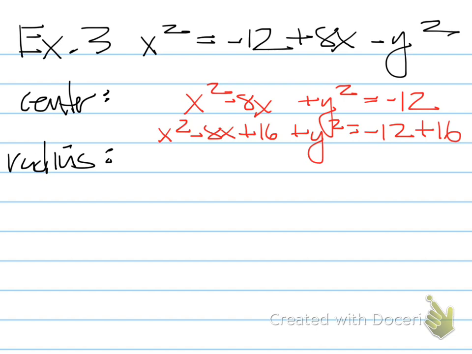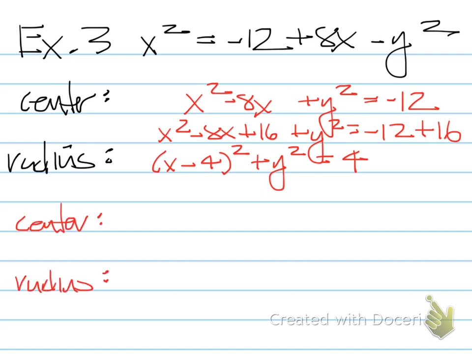And now for the x's, we have that perfect square. If we factor x squared minus 8x plus 16, we get (x minus 4) squared. And we still have the plus y squared, and then -12 plus 16 is 4. And now we have our equation written for the circle. It's written in standard form. So we can see the x-coordinate of the center is +4, the y-coordinate of the center is 0, and 4 represents the radius squared. So if we take the square root of 4, we get a radius of 2.